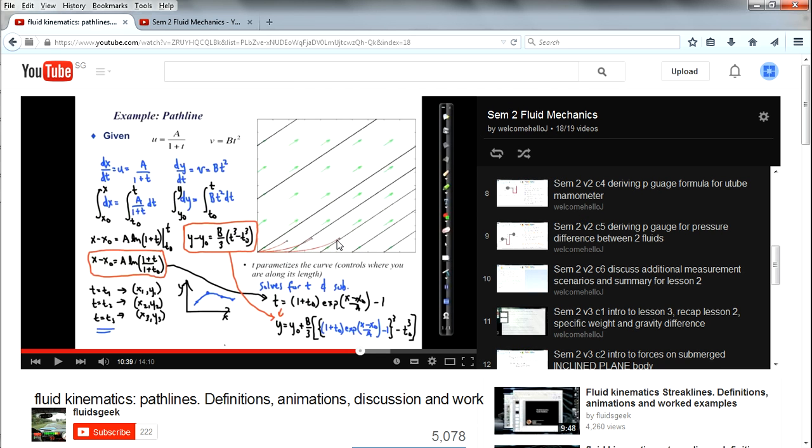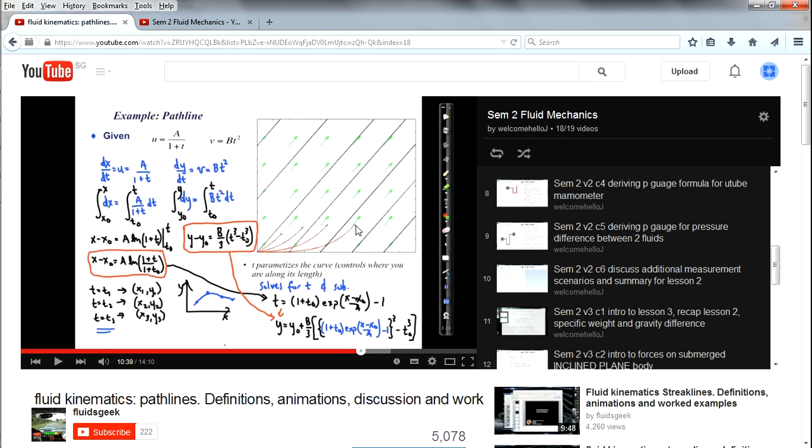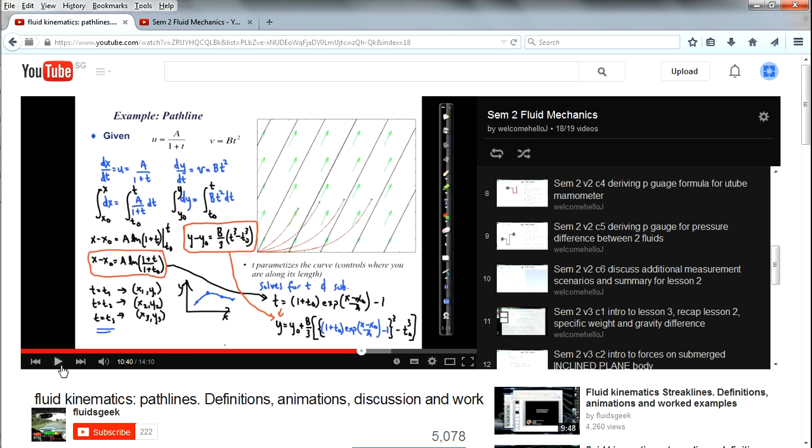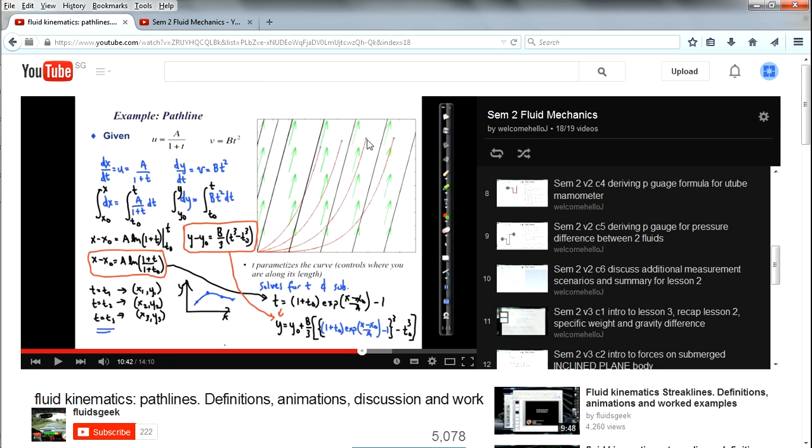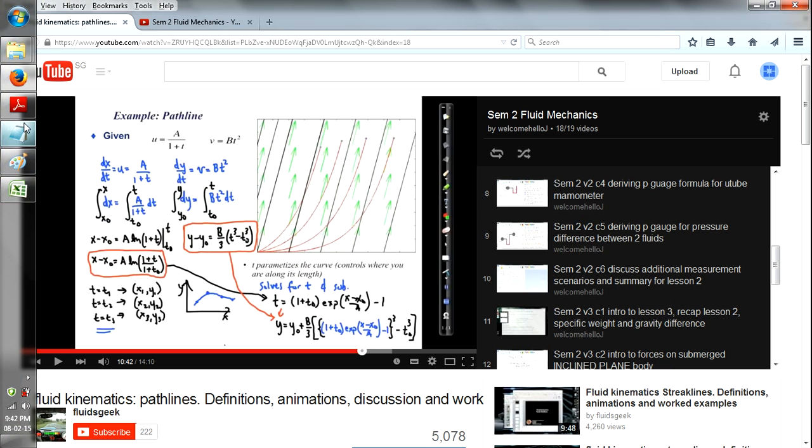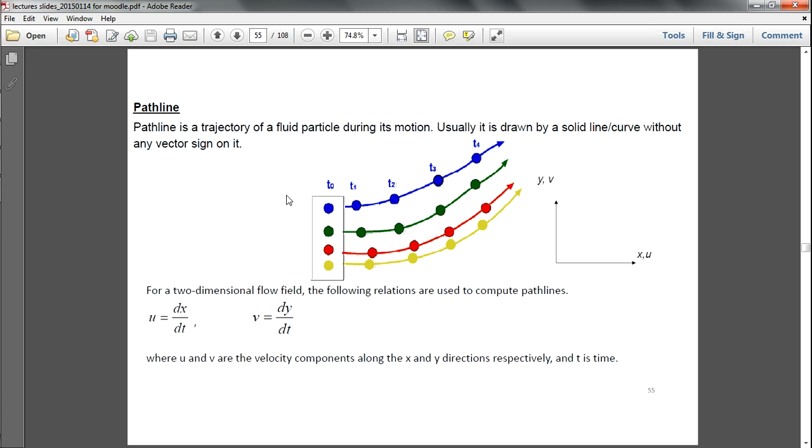The tangent itself, as you can see at the head of this particle, is always parallel to the streamline itself. As it moves along these red trajectories, you see it is still parallel at the head. It's still parallel to the streamline, and the streamline itself is parallel to the vector field. So that is the behavior of the streamline.